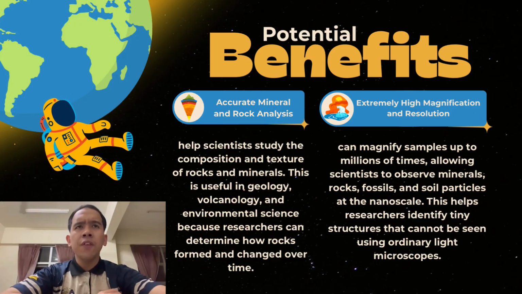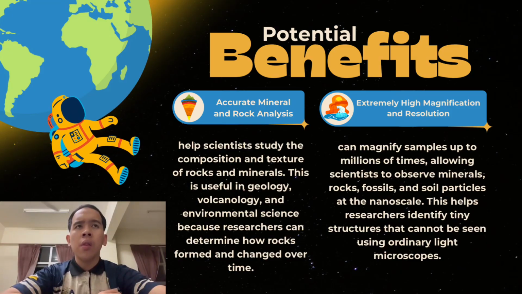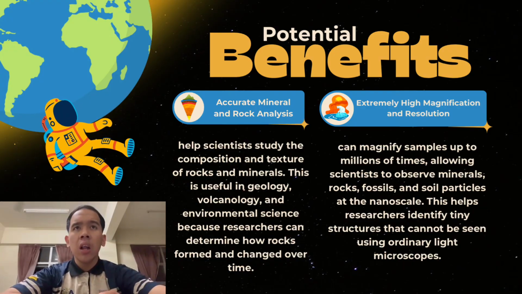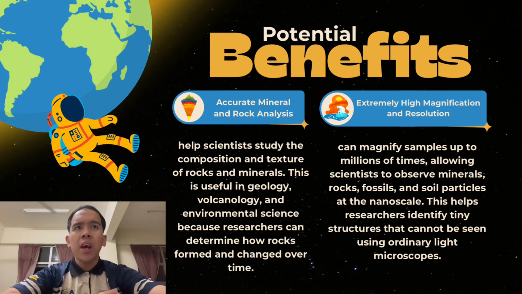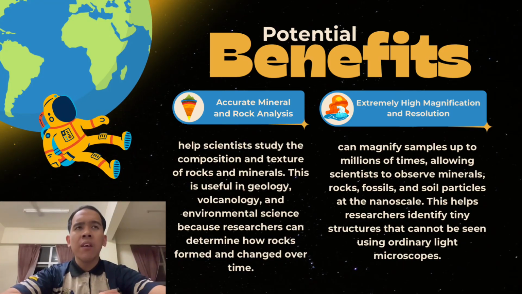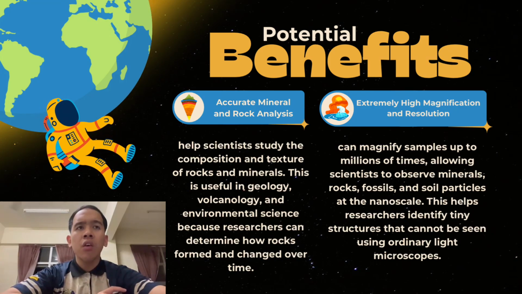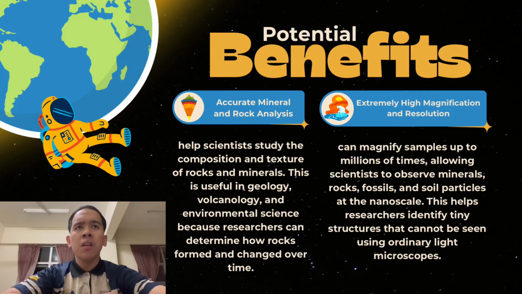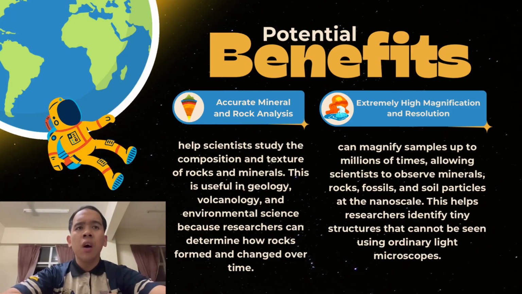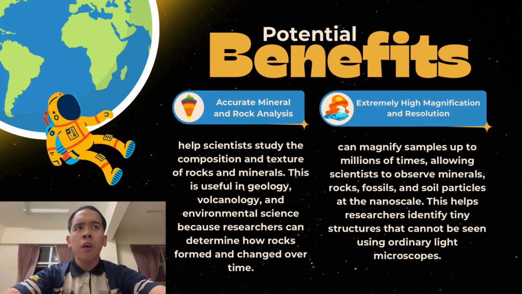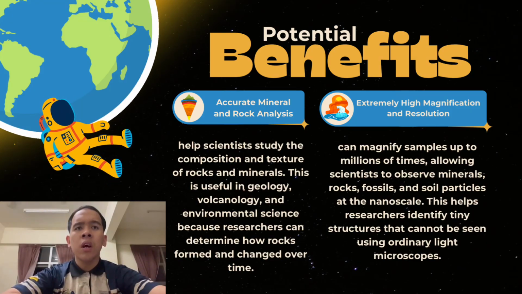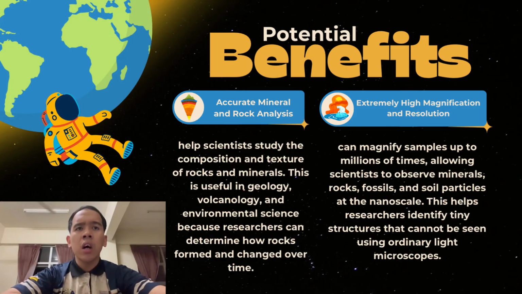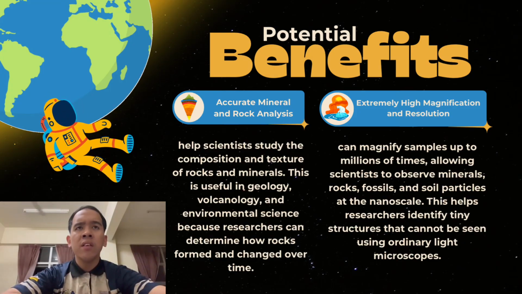One major benefit of electron microscopes is their extremely high magnification and resolution. Unlike normal light microscopes, electron microscopes can magnify objects up to millions of times. This allows scientists to observe tiny particles and structures inside rocks, minerals, and fossils that are invisible to the naked eye. Because of this, researchers can study Earth materials in much greater detail.